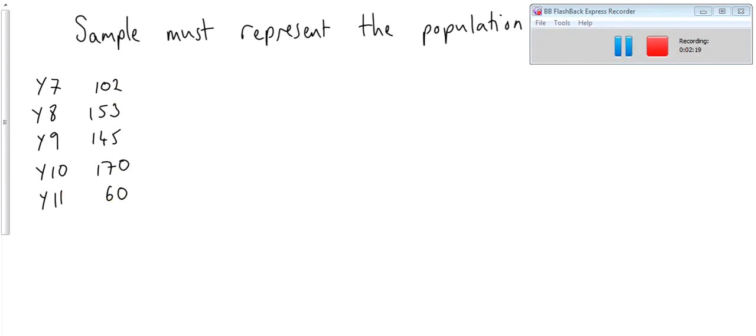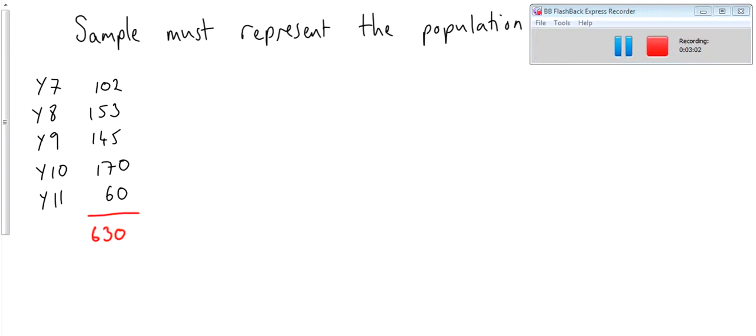Now, these are our strata, our layers, and we could do boys and girls as well, but we won't for this particular example. And if we want our sample to represent the population, the school, then we need to make sure that in our sample there are less year 11s, more year 10s, and so on. Now, first of all, we need to know how many people are in our school entirely. So that adds up 170 and 60, 145, 153 and 102, all add up to 630. So that's the total number of students in our imaginary school.